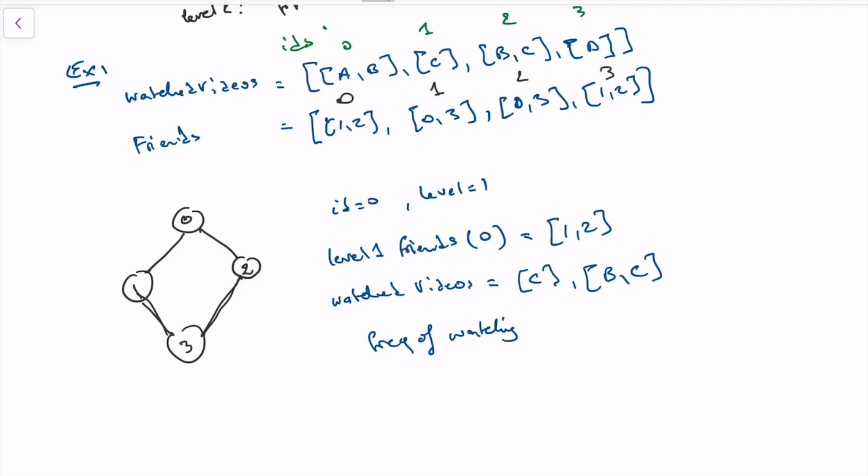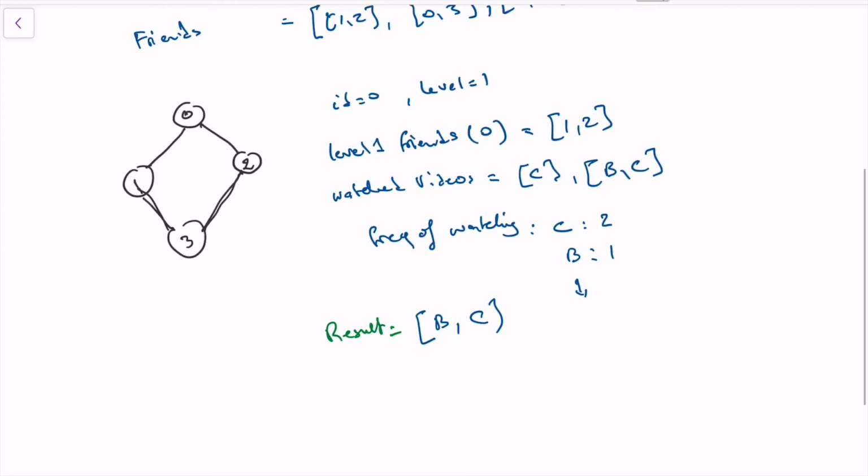Now the problem says we need to sort it by the frequency of watch, right? And in increasing order. So the one that has been watched the smallest number of times should be first. And then if there is a tie, we should sort them alphabetically. So here C has been watched 2 times, B 1, so that would mean the final result should make B first and then C. So this should be the final result.